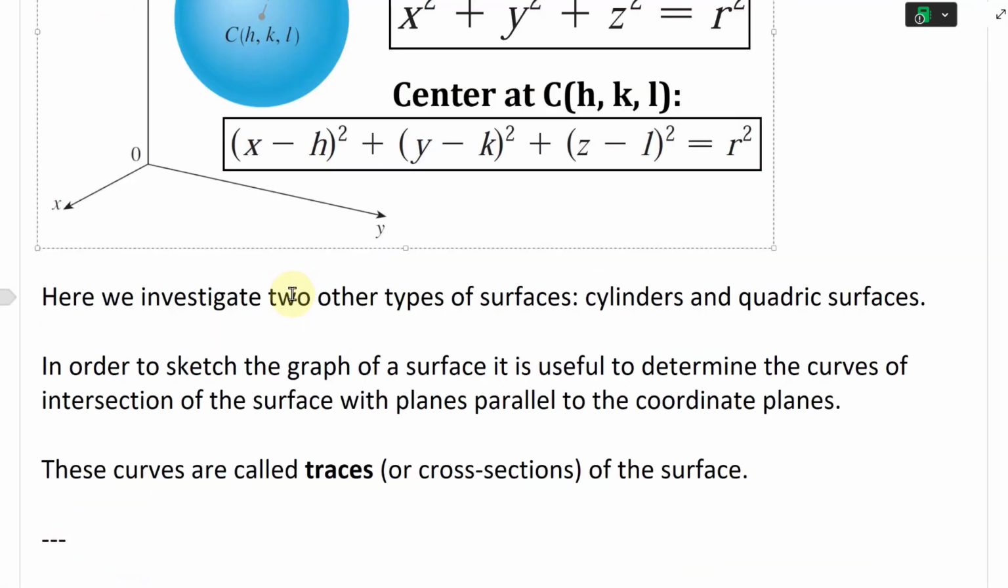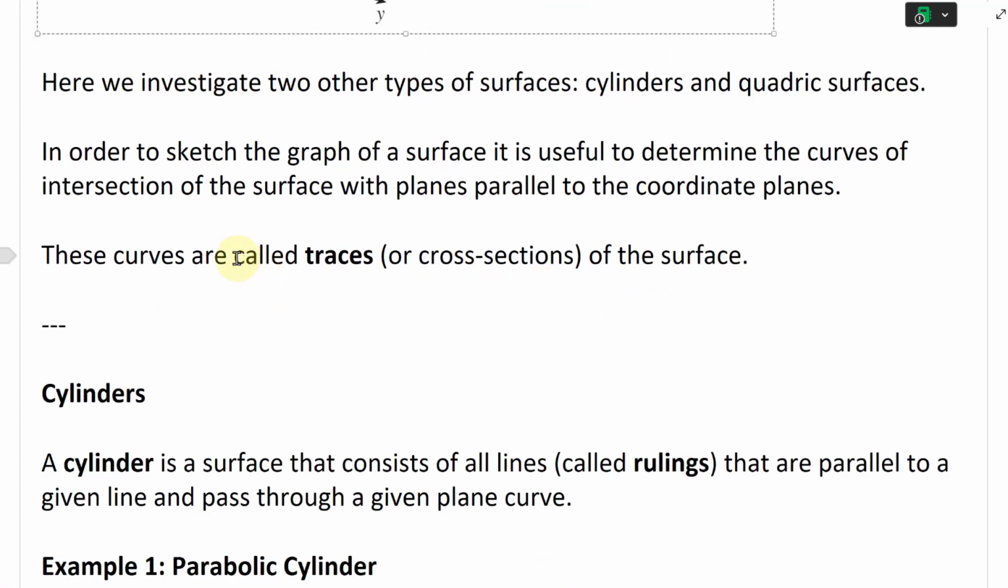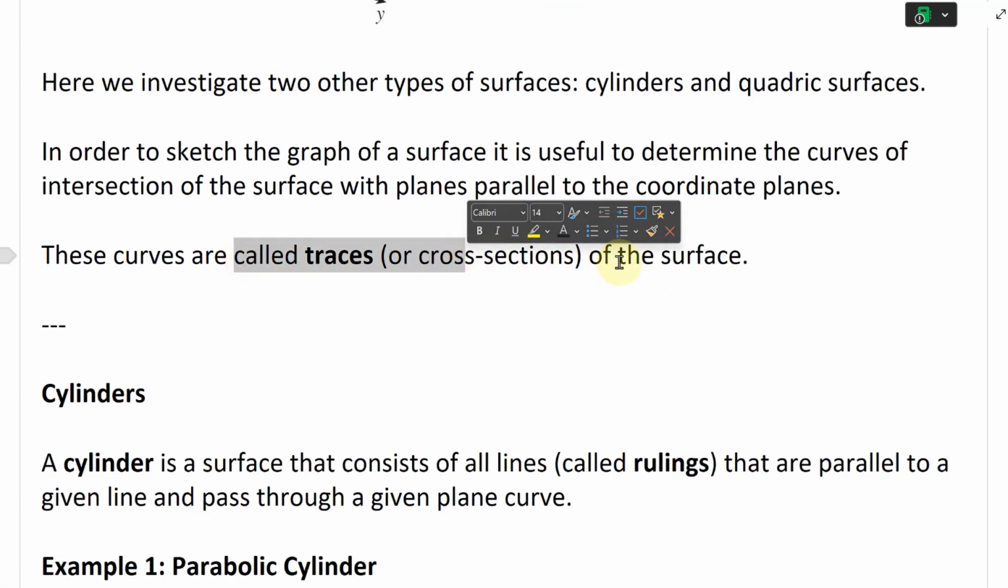All right, going further. Here we investigate two other types of surfaces, cylinders and quadric surfaces. In order to sketch the graph of a surface, it is useful to determine the curves of intersection of the surface with planes parallel to the coordinate planes. These curves are called traces or cross-sections of the surface.